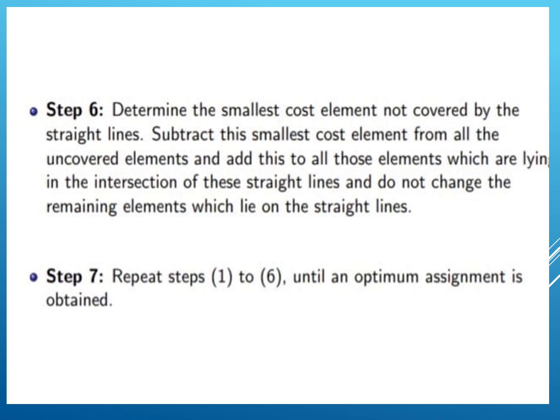Sixth step, determine the smallest cost element not covered by the straight lines. Subtract this smallest cost element from all the uncovered elements and add this to all those elements which are lying in the intersection of these straight lines, and do not change the remaining elements which lie on the straight lines. Repeat steps 1 and 6 until an optimum assignment is obtained.